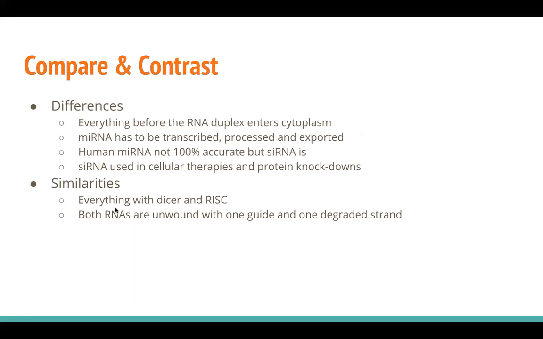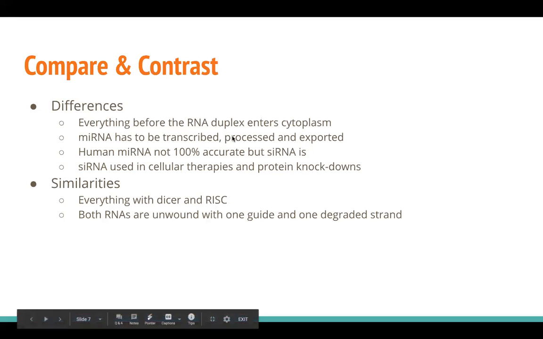Some of the similarities are that they both involve Dicer, and they both involve the RISC complex. Drosha is only specific to miRNA because Drosha only exists in the nucleus. siRNA does not do anything with the nucleus, so anything that involves Drosha is exclusive to miRNA. Another similarity is that once you have that duplex, whether it be miRNA or siRNA, RISC is going to unbind them and keep one as a guide, the one that has complementation, and degrade the one that is exactly identical to your target mRNA.